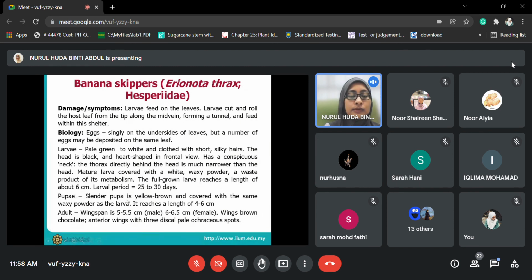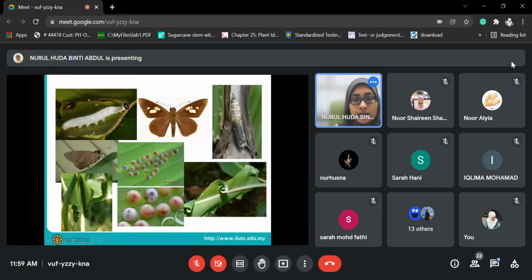And pupae also cylinder and covered with powder as the larvae. And adult wingspan around this size, okay, 5.5 mm. Wing brown chocolate. Okay, the color since it's moth, remember Hesperid is moth. And then color dia tak cantik juga, brown chocolate. And there are these 3 discal pale ochraceous spot ni, maksudnya lighter color or lighter spot on the wing yang mungkin a bit more orange. Okay, like this one. Okay, dia akan ada 3 color dekat forewing.